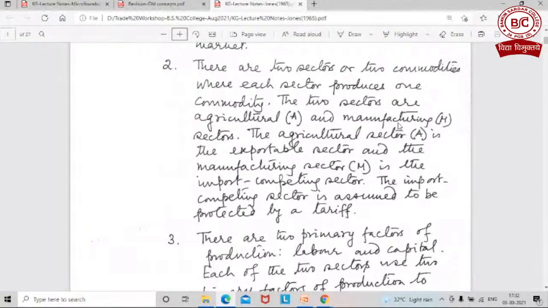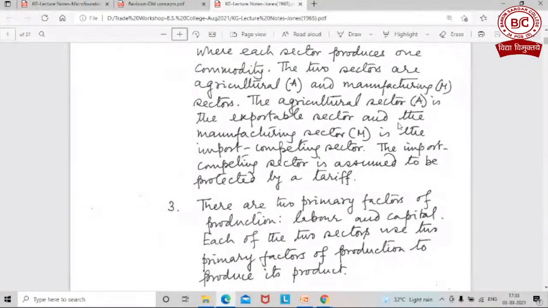Now, one assumption is made here. Labor can freely move between the agricultural sector and the manufacturing sector. Similarly, capital can freely move between the manufacturing sector and the agricultural sector. A pump set can be used in the manufacturing sector in daytime, and the same pump set can be used during nighttime in the agricultural field. So capital can also move freely, not only labor.